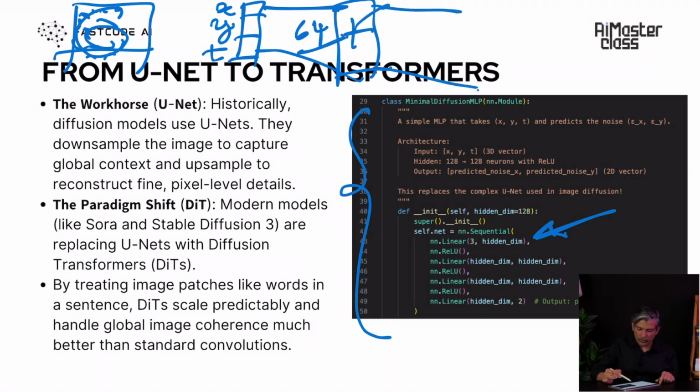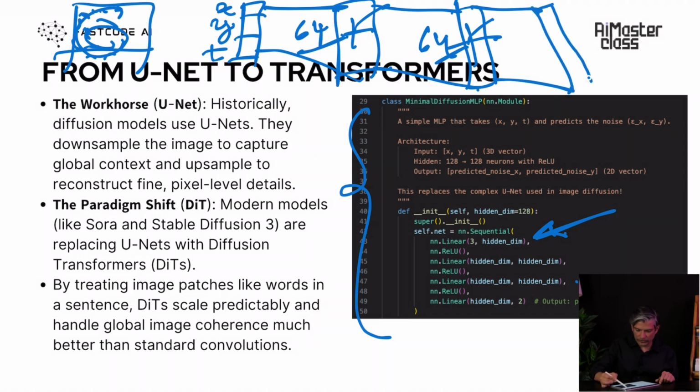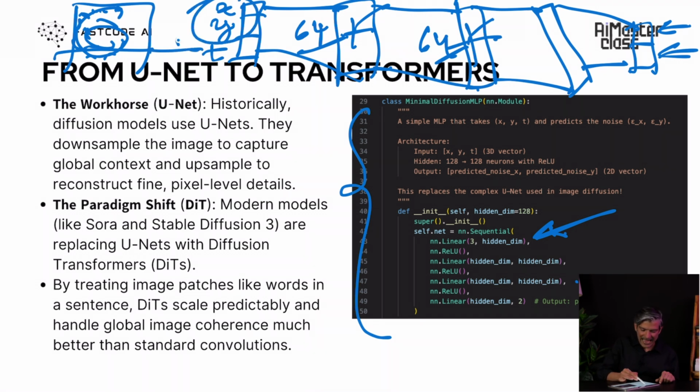And then from 64, we go again to, let's say, 64. We again put a ReLU here, right? And from there, we go again to 64. And then from there, we go to 2. And this 2 is essentially our noise. This is essentially the noise for x and y, right? How much noise is present at this time step t is what the model will output. So this is what our model looks like.